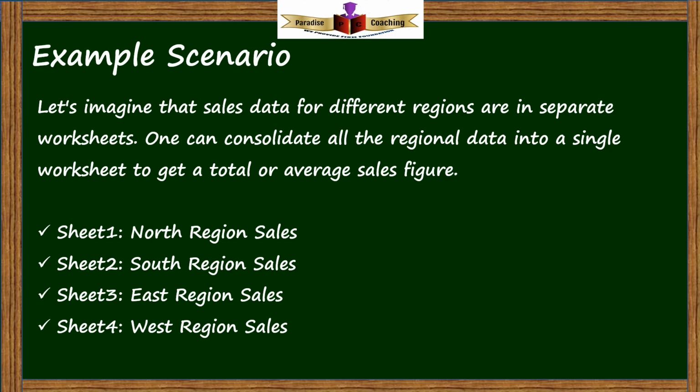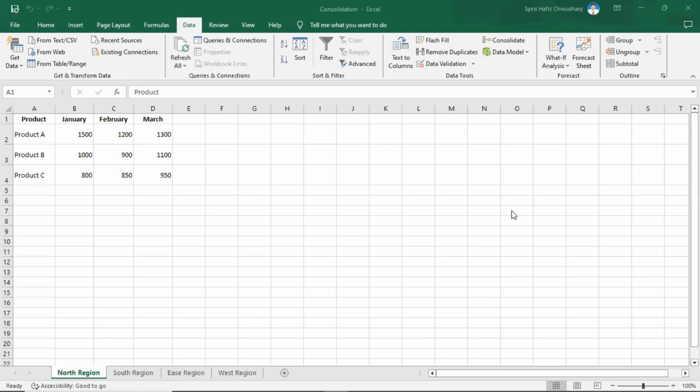Now let's practically use the consolidation tool to actually analyze the sales data. Here is the sample sales data of different regions. Observe it carefully. Observe all worksheets have the same labels as column headers.